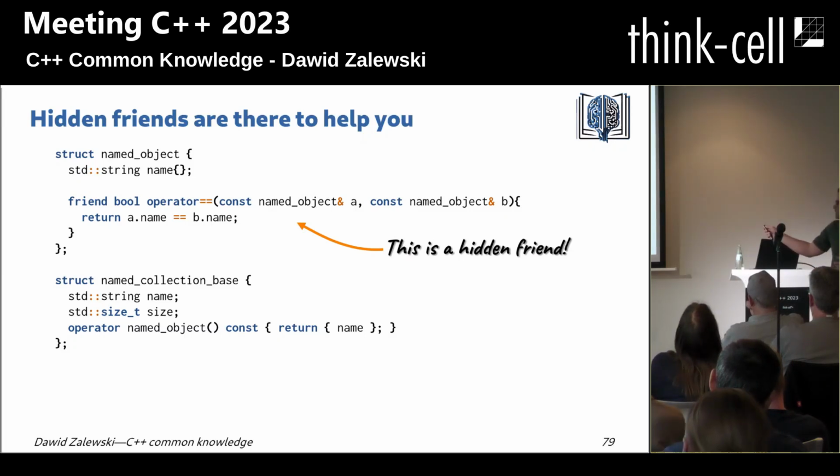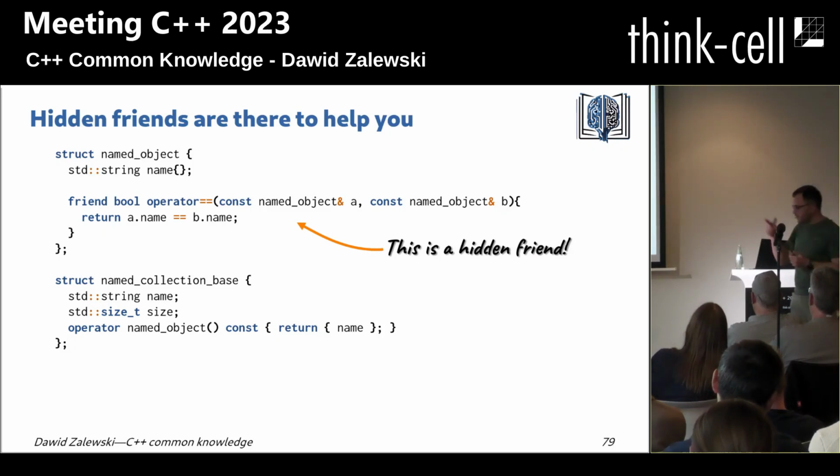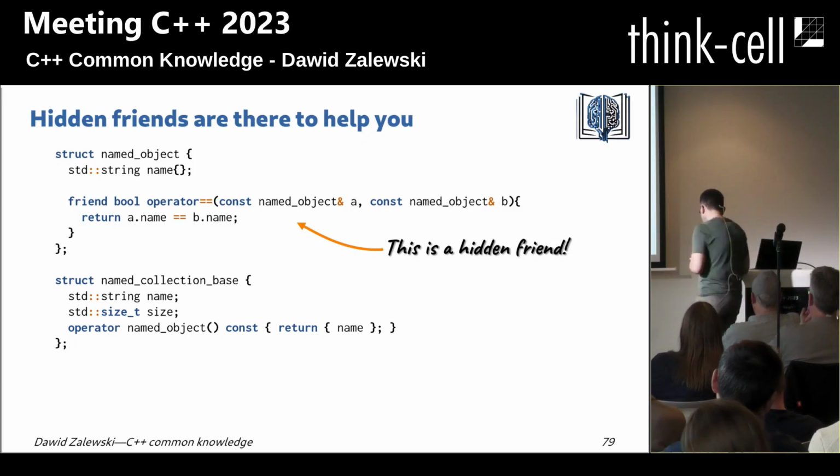So if it's not the named object, right? In our case, it's not. The named collection base is not a named object. So this comparison operator won't be found anymore by the lookup. It's impossible. It's hidden. This function is now only found.